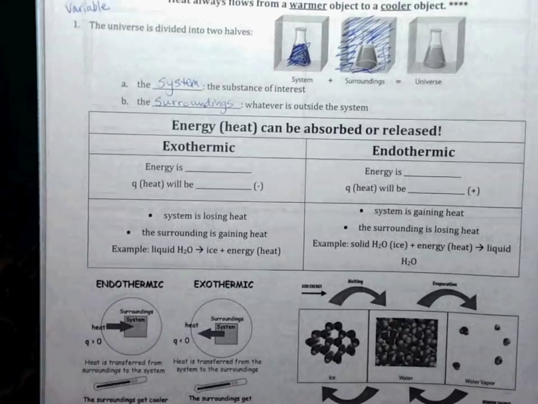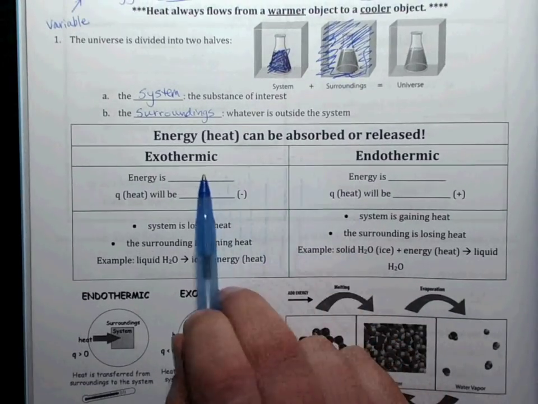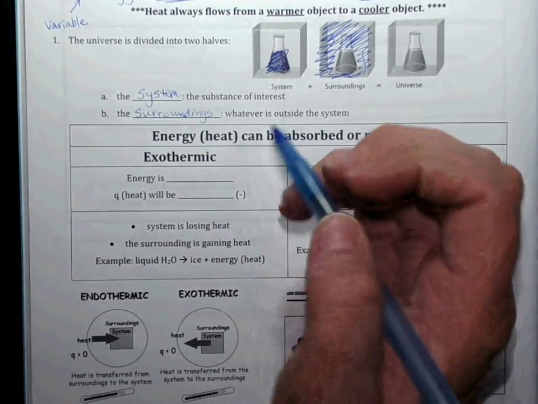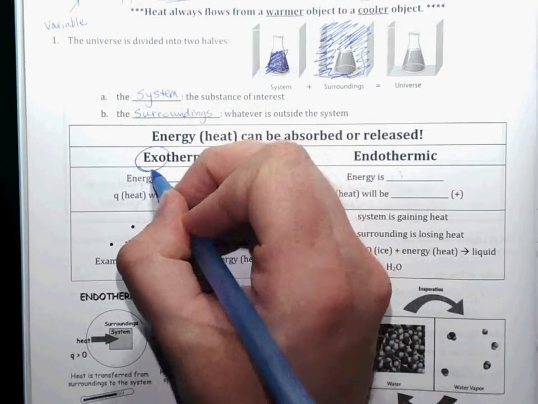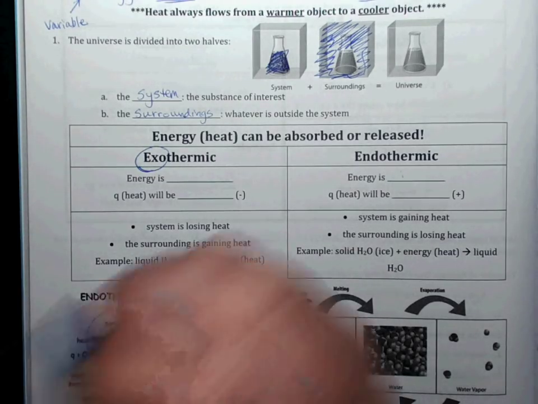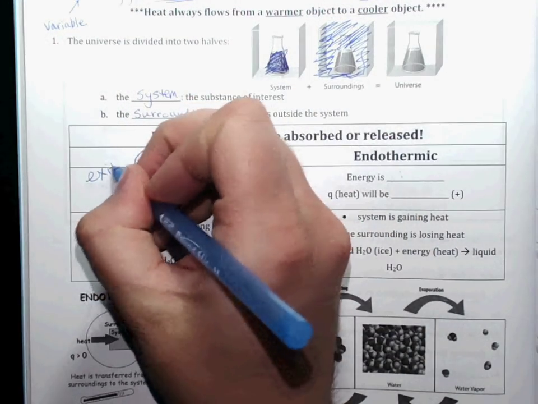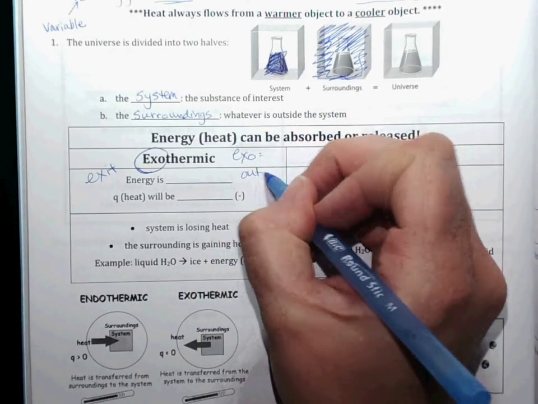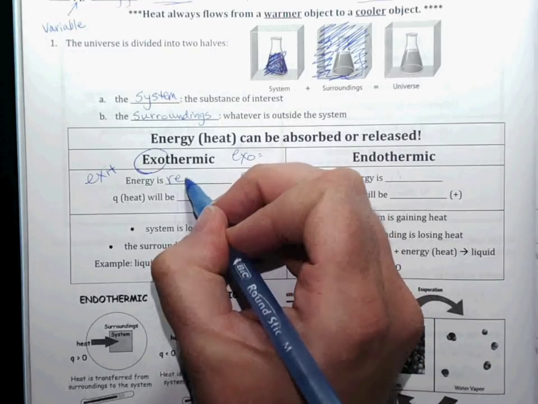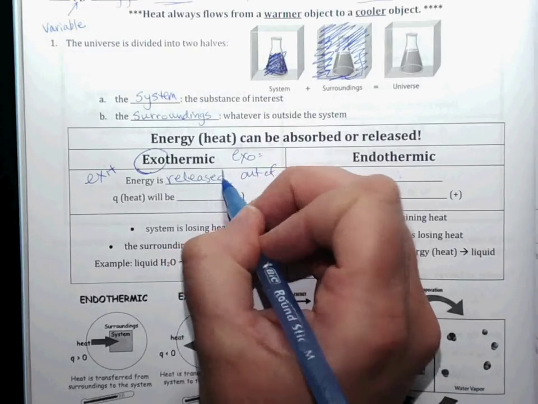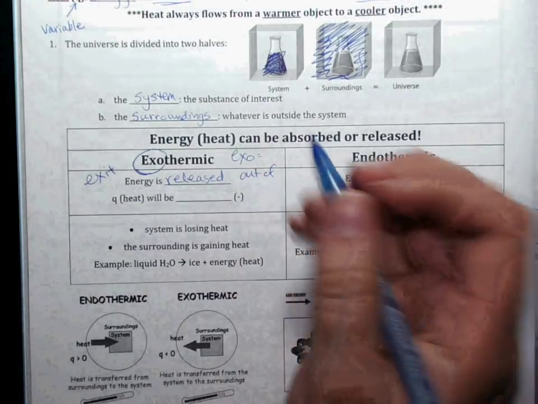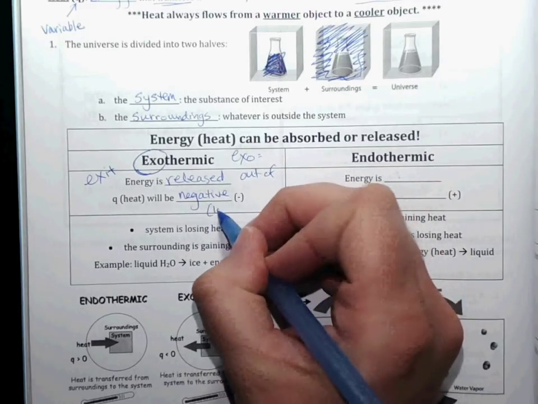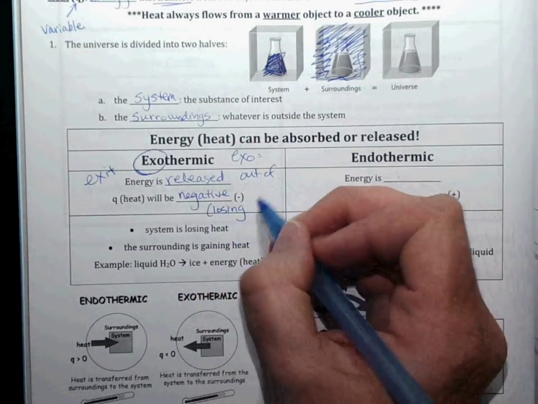Energy, or heat, can be absorbed or released. You have exothermic situations and endothermic situations. When you have an exothermic situation, what does this prefix exo make you think of? Perhaps the word exit. Exo means out of. So energy is released. It's moving out of the system when it's exothermic. So the Q, the heat, will be negative because you are losing the energy. It's leaving the system.